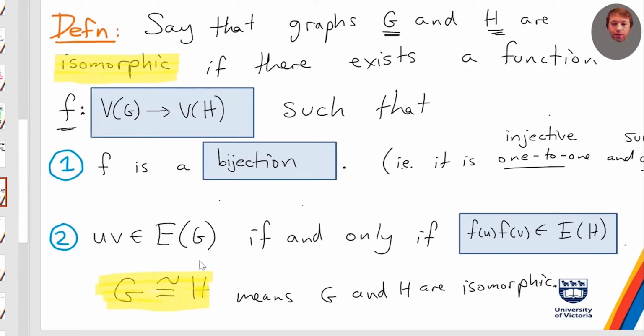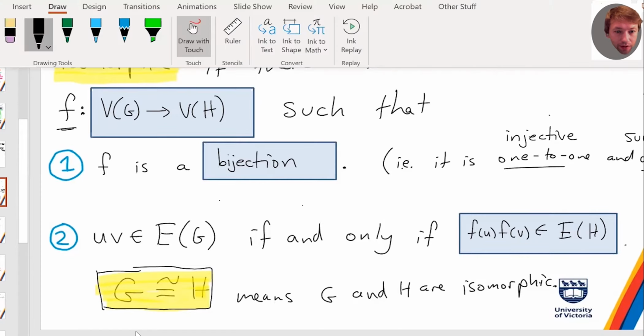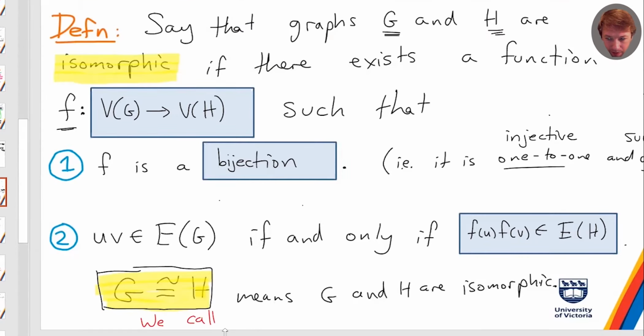So basically the function F associates each vertex of G to a vertex of H, and it does so in a way that all of the edges get preserved and also all of the non-edges get preserved. A bit of notation: to say that G and H are isomorphic, we write this funny equal sign. This symbol will just mean that G is isomorphic to H. Something else I should add is that the function F we call an isomorphism. Can people see this at the bottom? Maybe I'll give a little bit more space.